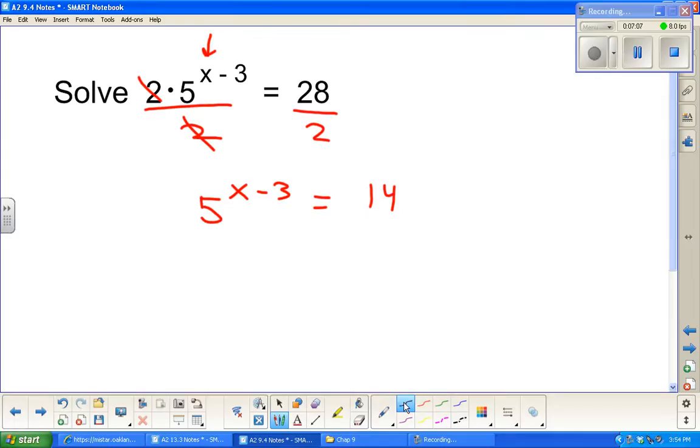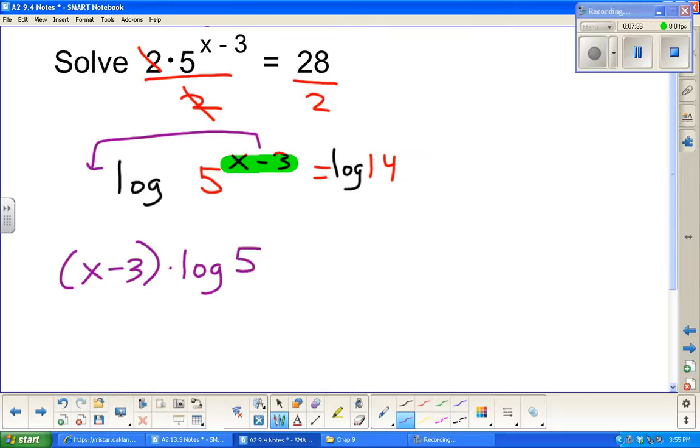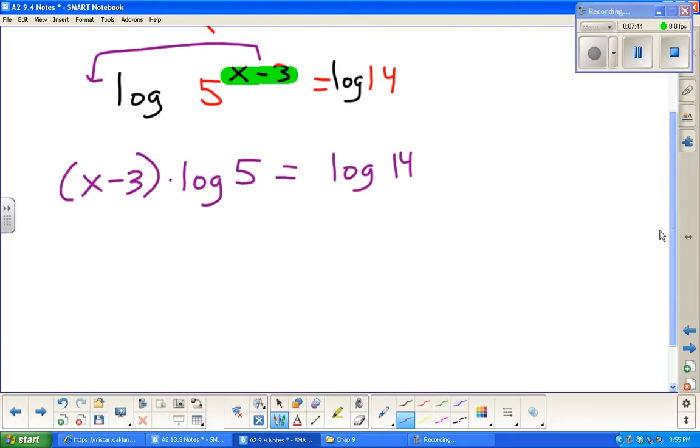And again, I'm going to take the log of both sides here. The log of that equals the log of that. And what that lets us do now is we notice we do have a power here. So that exponent can get brought out front. Let's just go ahead and bring that out front here. So it's going to be x minus 3 times the log of 5, and that's going to equal the log of 14. So that was that little property again from the beginning.